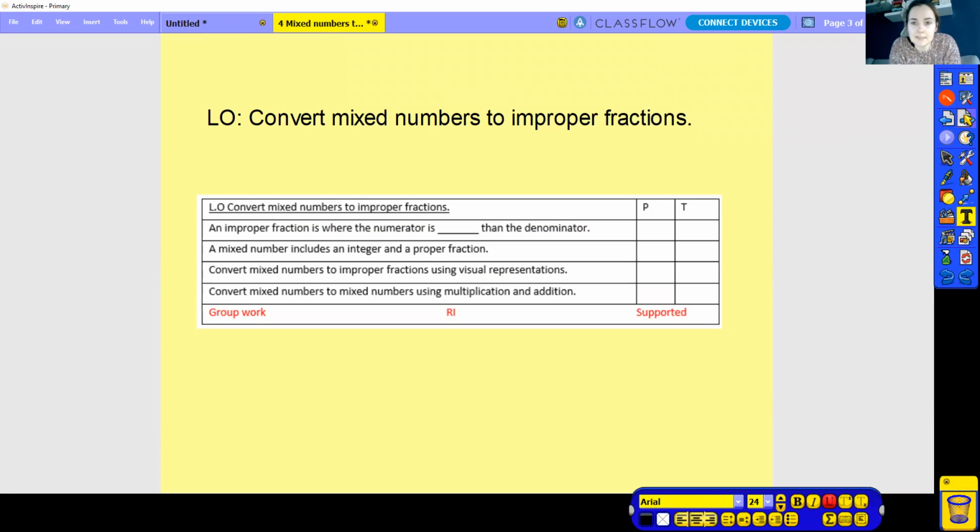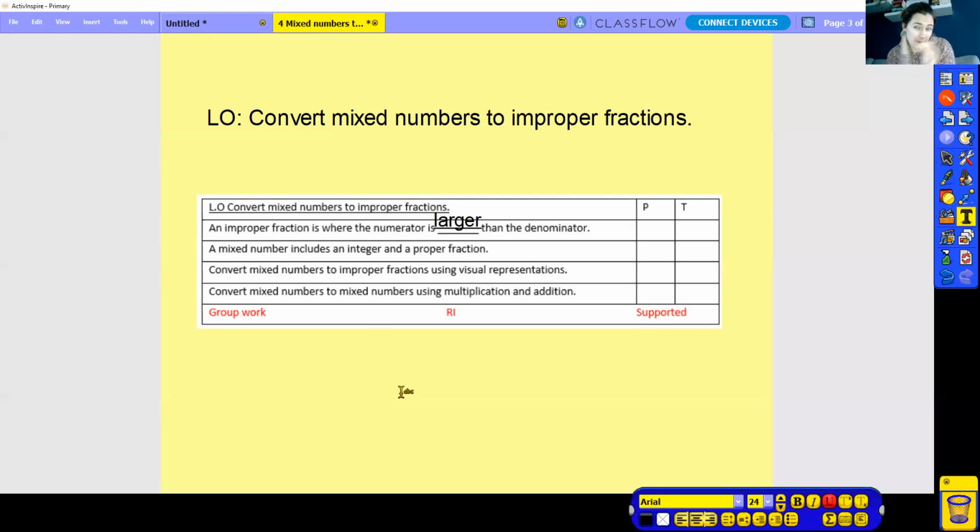Okay, so today's maths lesson, we are converting mixed numbers to improper fractions. So an improper fraction is where the numerator is larger than the denominator. Doesn't quite fit. A mixed number includes an integer and a proper fraction. We need to convert mixed numbers to improper fractions using visual representations, and then using multiplication and addition. So we're going to be converting between the two.